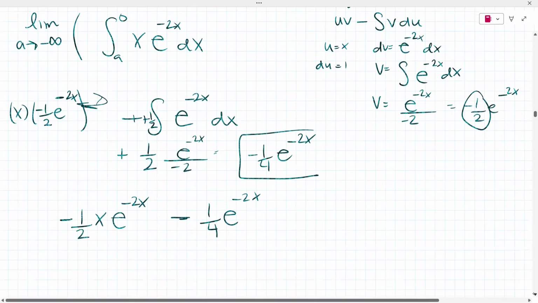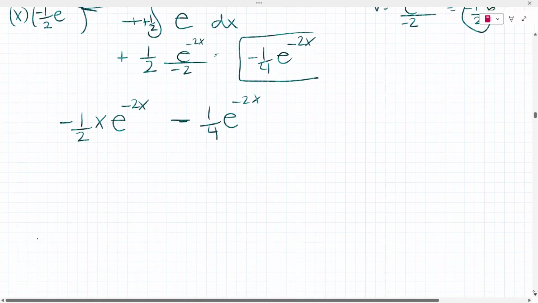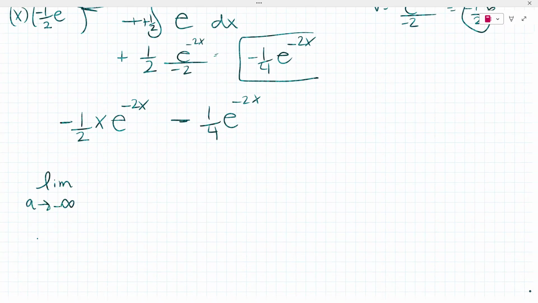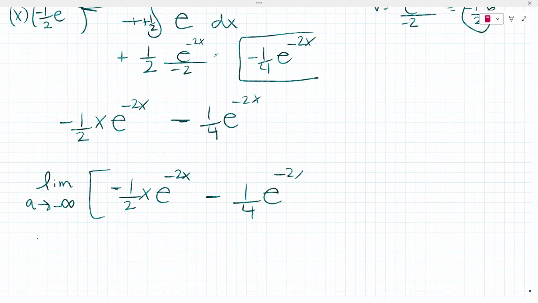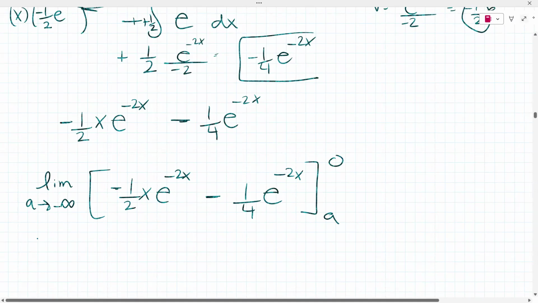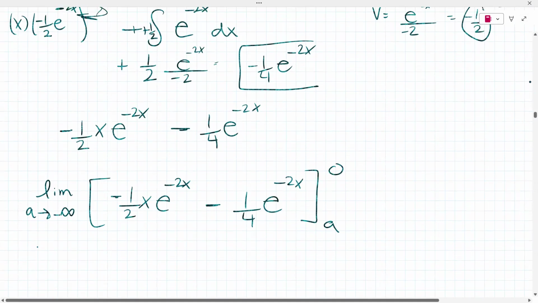So now we can rewrite this problem as the limit as a goes to negative infinity of negative 1/2 x e to the negative 2x minus 1/4 e to the negative 2x. And our lower boundary is a and our upper boundary is 0. Right, we changed the boundaries, that's how it is. Okay.